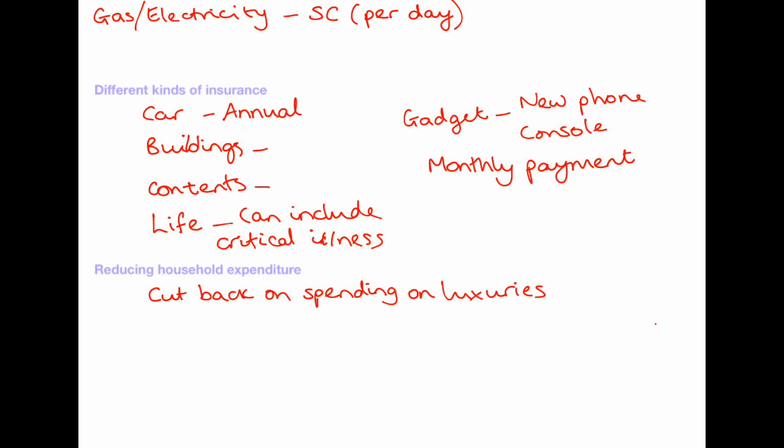To help reduce our bills, there are certain bills that we can't reduce. For example, your council tax is fixed. However, gas and electricity, you could be aware of what you're using. Beware of usage and reduce.